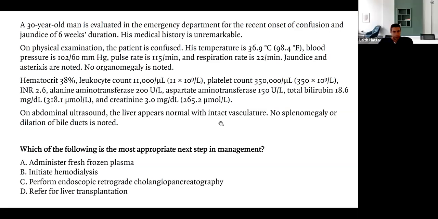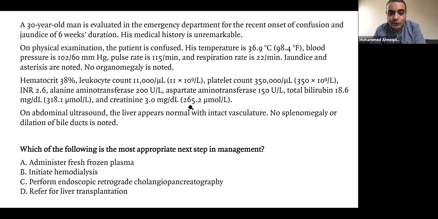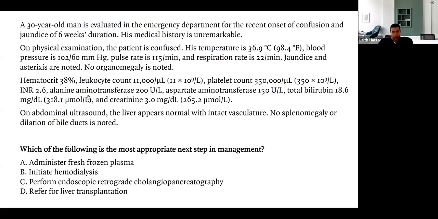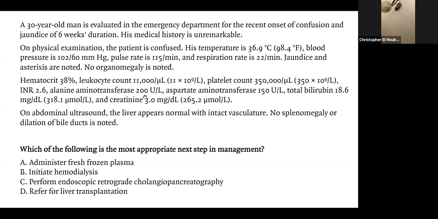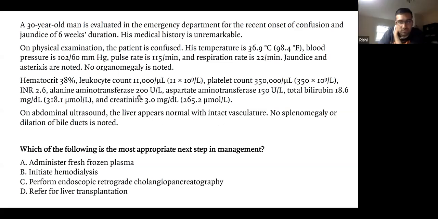Hepatocellular. Okay, so he has hepatocellular injury with TBL of 18 and an INR of 2.6 and confusion. What does he have? Hepatic encephalopathy. He has coagulopathy. He has acute liver injury. Right? He's in acute liver failure.